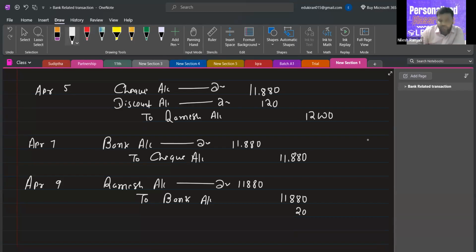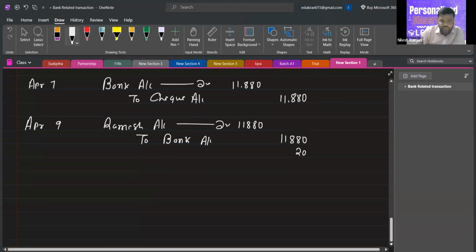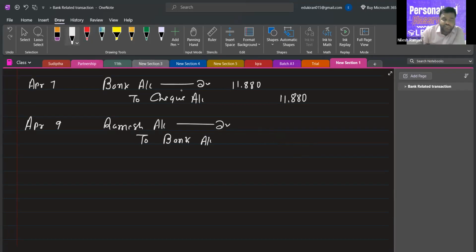Now, how I'm saying this, you will understand. This 20 rupees will be charged from Ramesh. So we will write 11,880 and 20 rupees. How much amount will it be? 11,900.